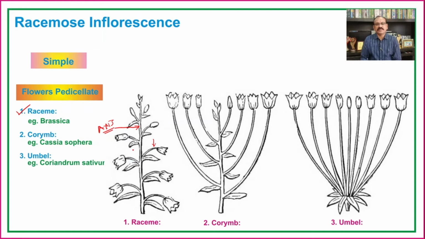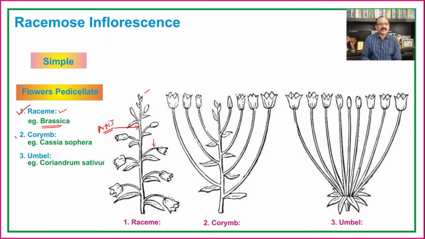Means such a type of inflorescence which is indeterminate and unbranched, developing pedicellate flowers in which the older flowers are present at the base and younger flowers are present at the apex. So such a type of inflorescence is known as raceme. Means we have to say it as a racemose raceme. And the best example of the racemose raceme is Brassica campestris. Again, many members of this family Brassicaceae develop the same type of inflorescence, that is racemose raceme.